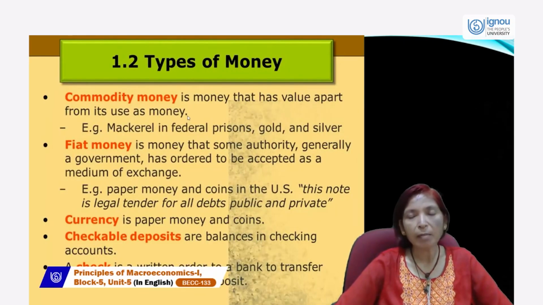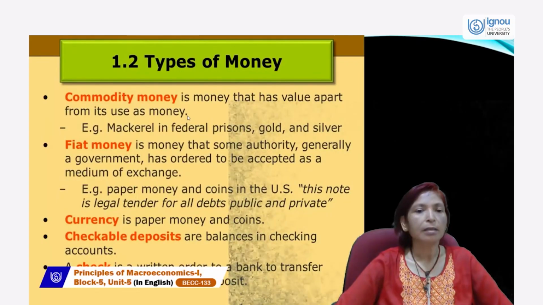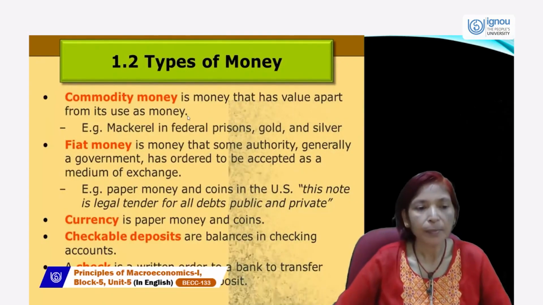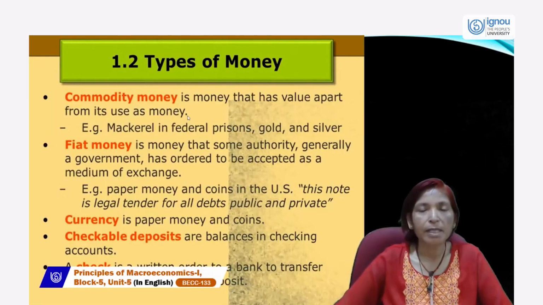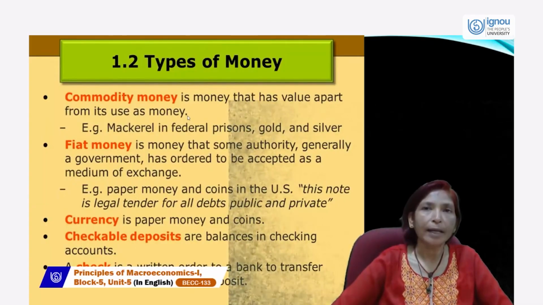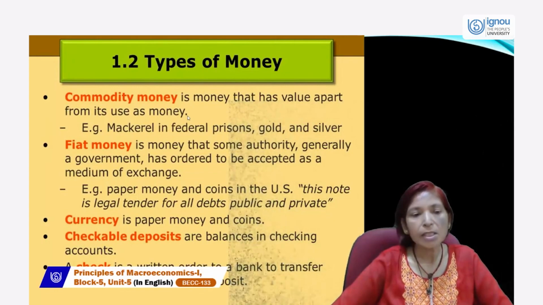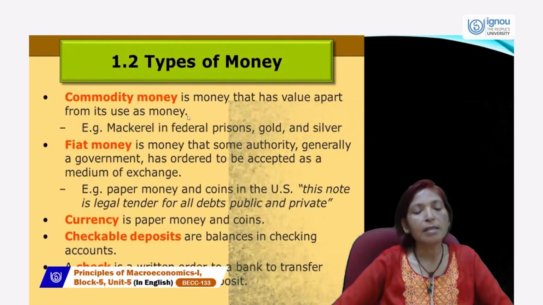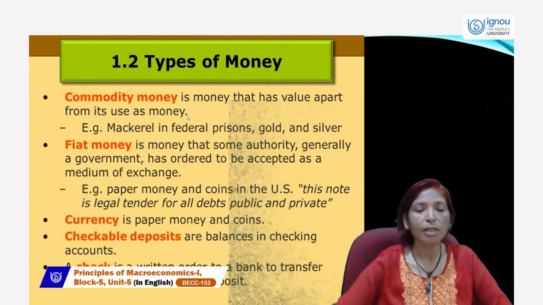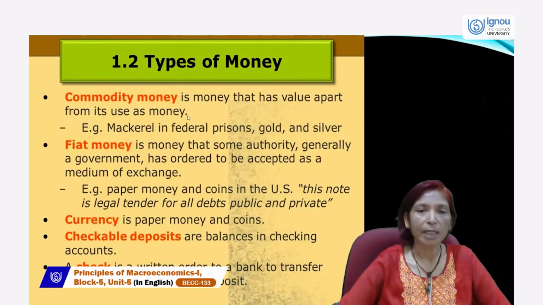So fiat money is that money which is issued by government, by order, and it has been ordered to be accepted as a medium of exchange. Now next is currency. At present, we are using currency, paper currency, coins, notes, etc. Next is checkable deposits. Checkable deposits are balances in checking accounts. Next, a check is a written order to a bank to transfer ownership of a checkable deposit. So these are types of money.